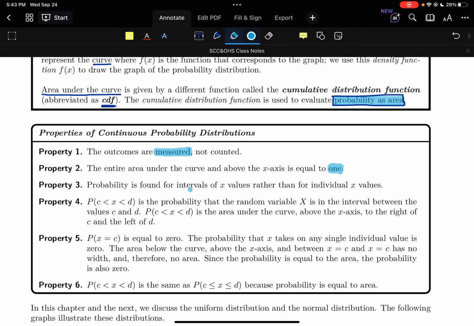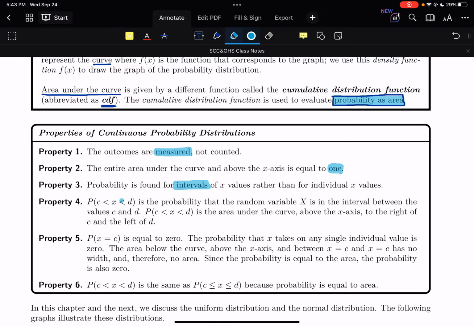Probability is found for intervals of x values rather than for individual x values. So we're talking intervals now. So, what is the probability that a value falls between 1 and 2? Instead of what is the probability that the value is 1 or is 2?